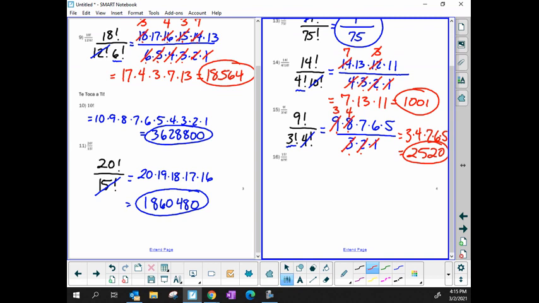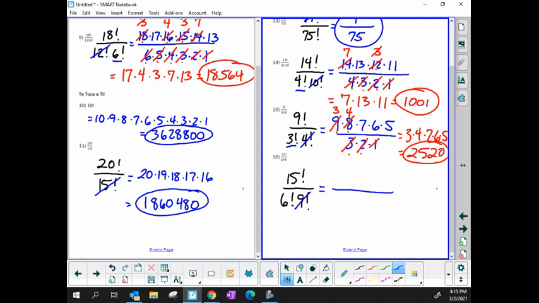The last one, we got 15 factorial divided by 6 factorial times 9 factorial. Let me rewrite it, make it a little bigger. Again, when you have multiple factorials, I would use the bigger factorial to cancel out as much as possible. Okay, so I would use this 9 factorial to cancel out as much of that 15 factorial as I can. And it would cancel out everything from 9 all the way down to 1.